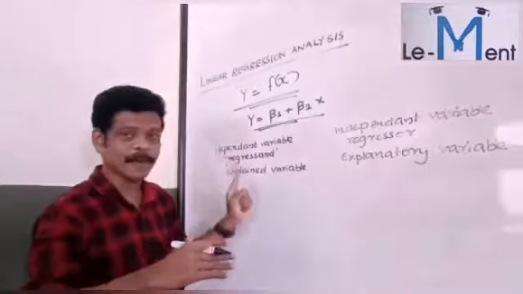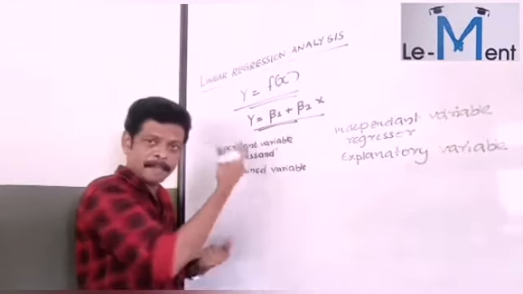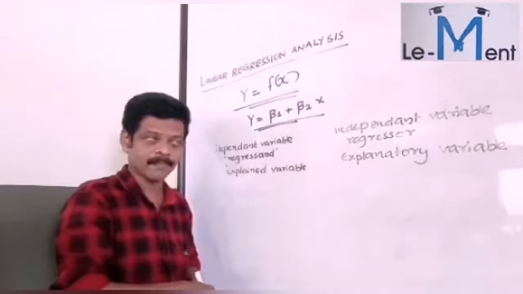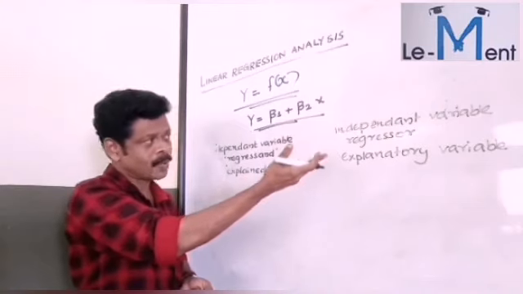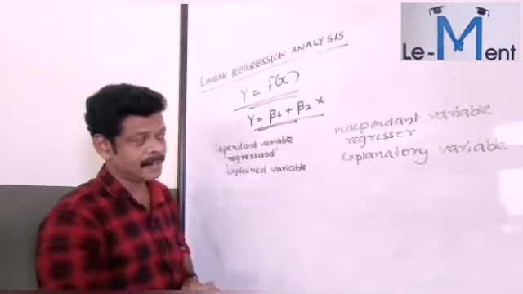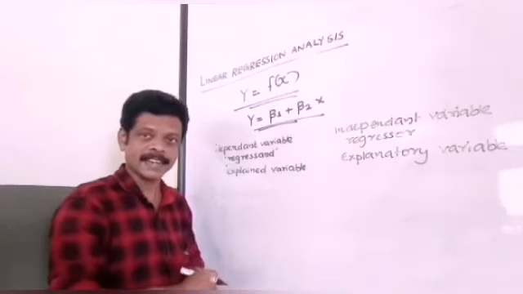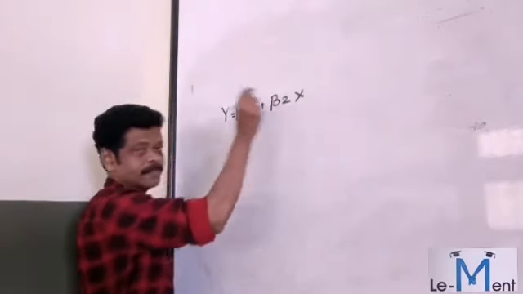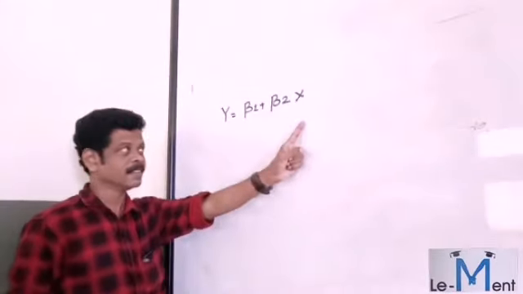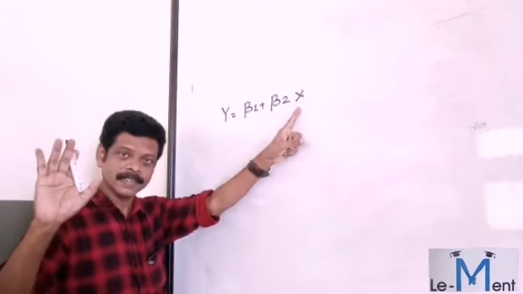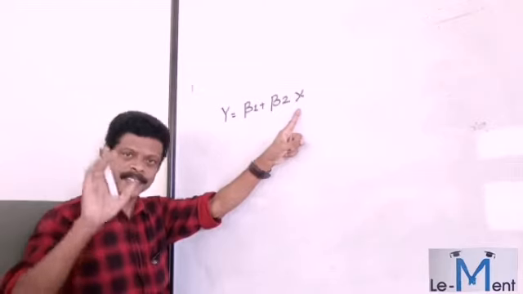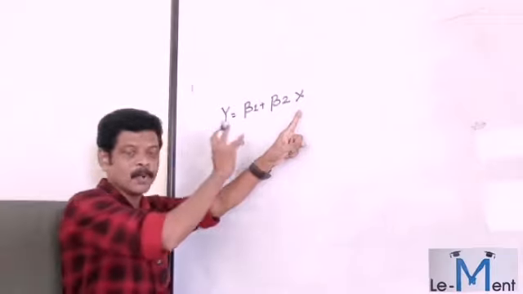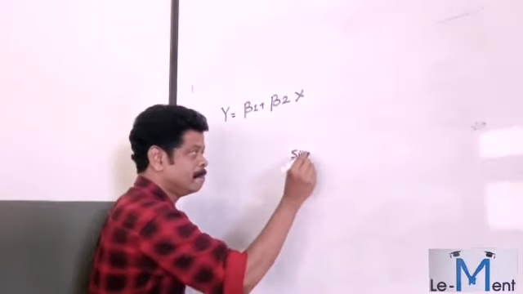Here y is known by different names such as dependent variable, regressand or explained variable. X is known as independent variable, regressor or explanatory variable. y is equal to beta 1 plus beta 2 x. In this regression model, there is only one explanatory variable, say x. Since there is only one explanatory variable or one regressor, this model is called a simple regression model.